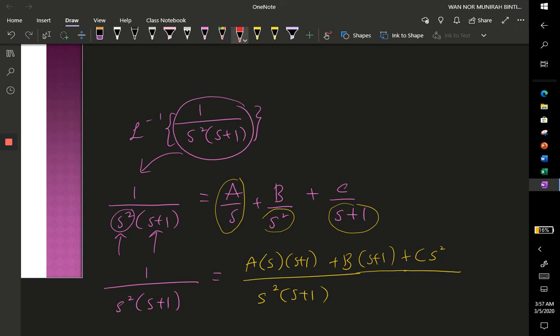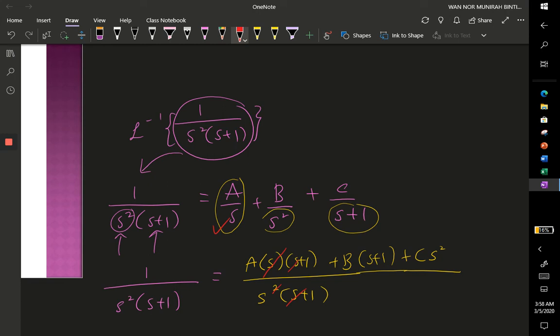Now, let's take a look. We try to check our function, okay? Either we have the original function or not. Okay. When I try to cancel out here, I have s plus 1. So s plus 1, I cancel out. So I have A over s. Then I get the original function back.